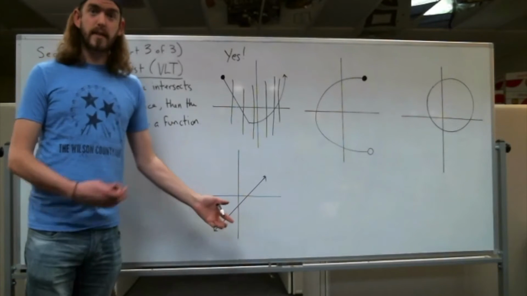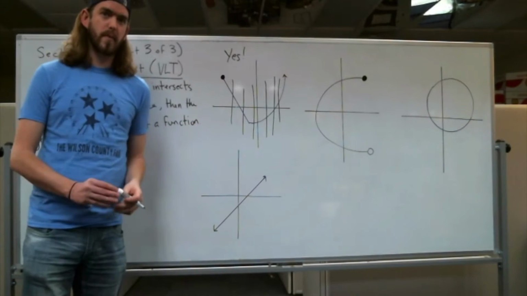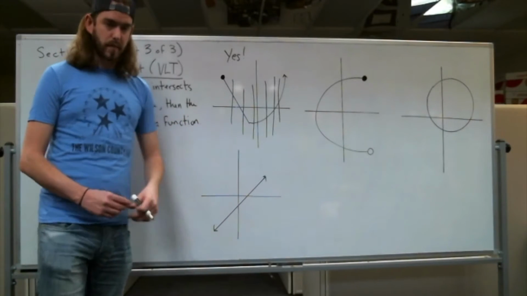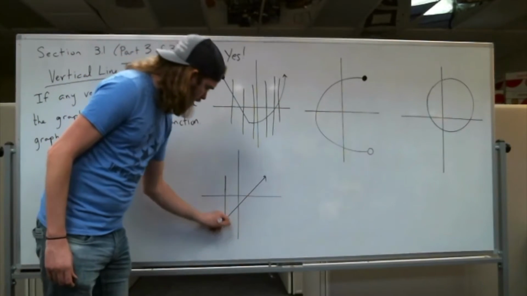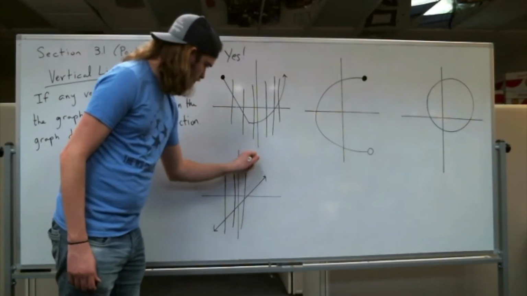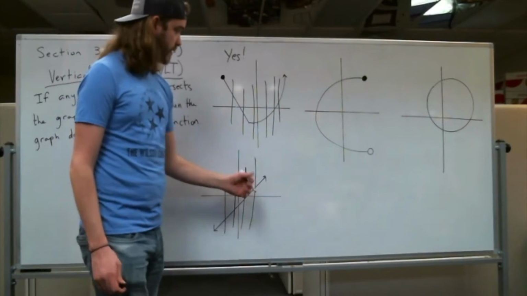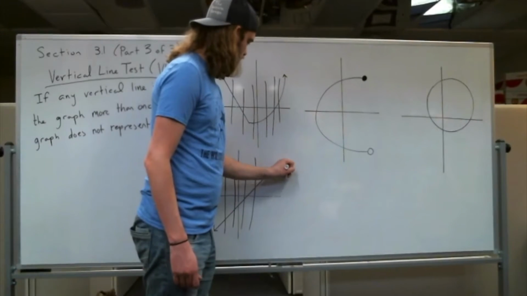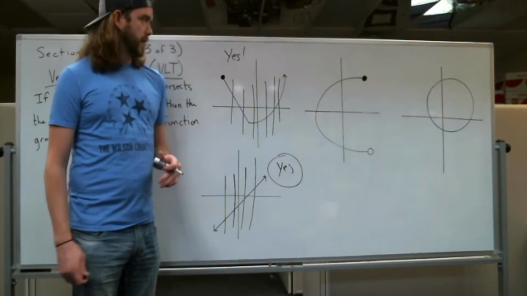Now let's go down here. This is a line. We've seen a lot of these so far, right? We've been graphing lines all last week. So if we draw a vertical line anywhere through this, we're also going to see that this is a function. So this is yes.